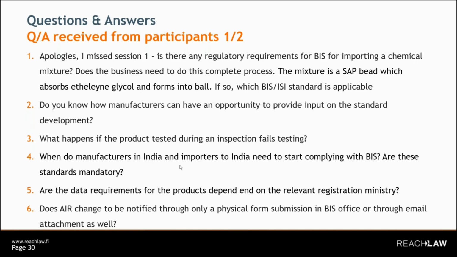Then number 6: does an AIR change have to be notified only through a physical form submission at the BIS office, or through an email attachment as well? Rashmi, if you can take this up, please. Yes, this AIR change can be notified in both ways. Either a physical form can be submitted, or it can be mailed to BIS using the license number in the communication. One has to use the same AIR nomination form and provide the details of the new AIR, and can submit either way to BIS, and BIS will acknowledge and notify the change. There will be a proper communication from BIS notifying that they have acknowledged this change in their system. Okay, thank you for this.